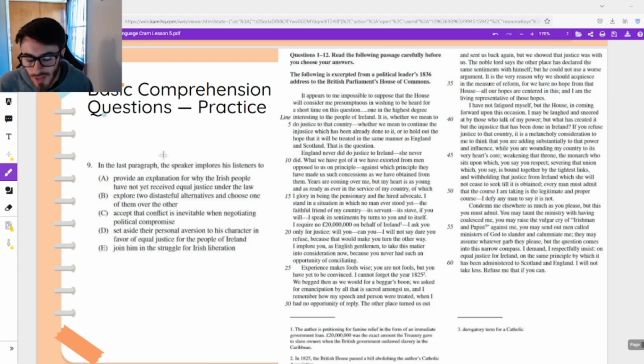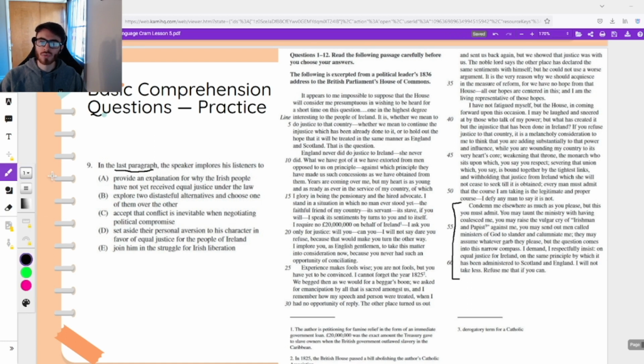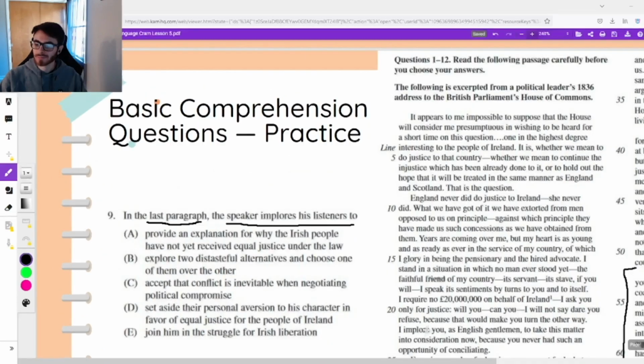So this question here: in the last paragraph, the speaker implores his listeners to what? It tells us where to look. We are only focusing on this last paragraph. We also already did our active reading for this passage. So we're going to reread the last paragraph, and we are going to scan for evidence about what the speaker implores his listeners to do. So let's see.